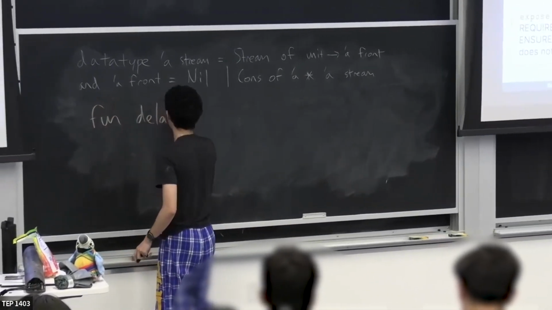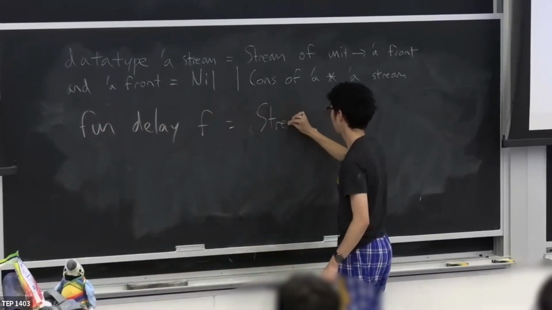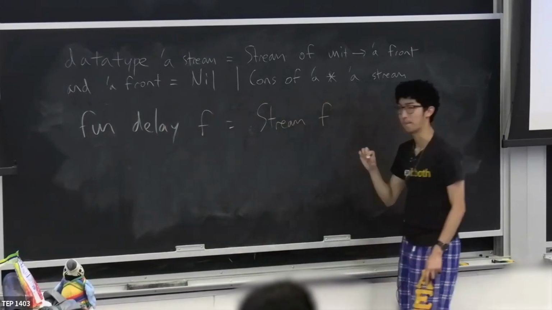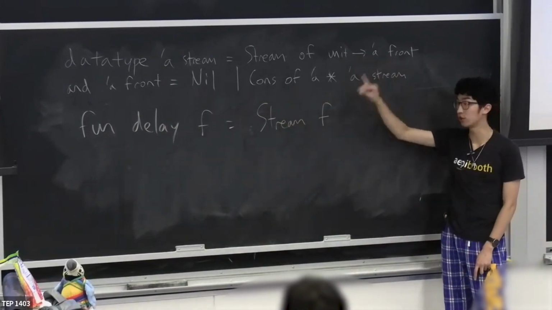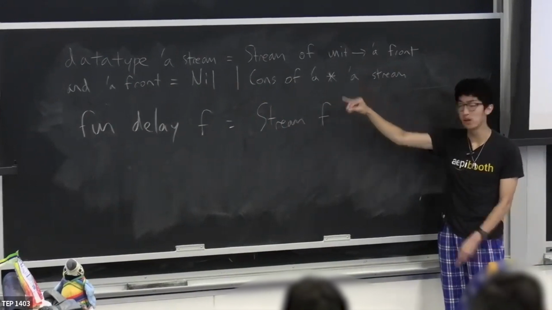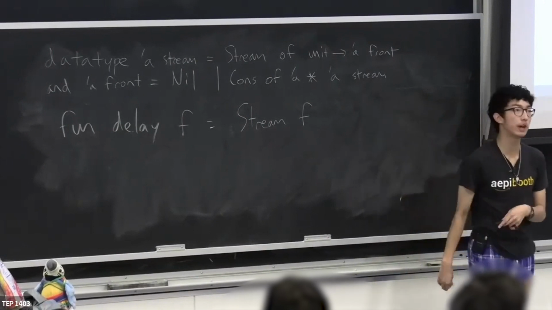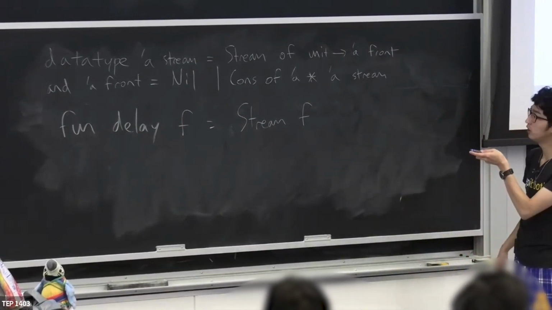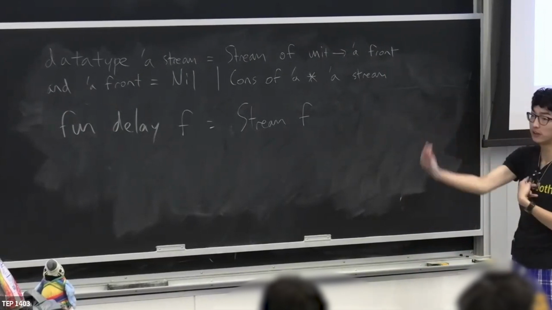Basically, the point is that we should be able to define delay as such. If I delay f, I just do that. Because I take in the unit to alpha front function and I just wrap it in stream. Delay is very uninteresting in terms of what it does. But the point is that this will let us do the type level hackery that we need. So unit to alpha front function, and then promote that to an alpha stream.